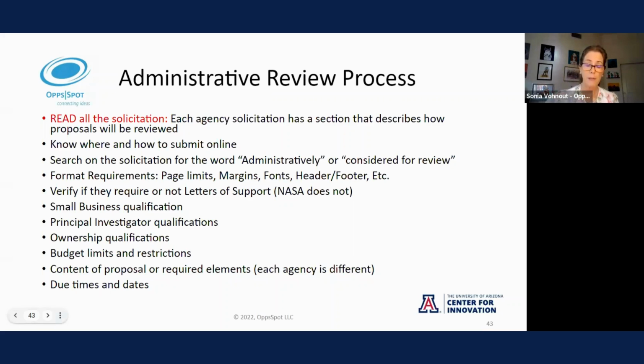And know what is required of the content. That's why it's so important to do those plans and outlines and due dates and times. If it says 11:59, don't submit it at 12:01. Or 5 p.m. Eastern versus 5 p.m. local time. Believe it or not, there's those two. There's a question.